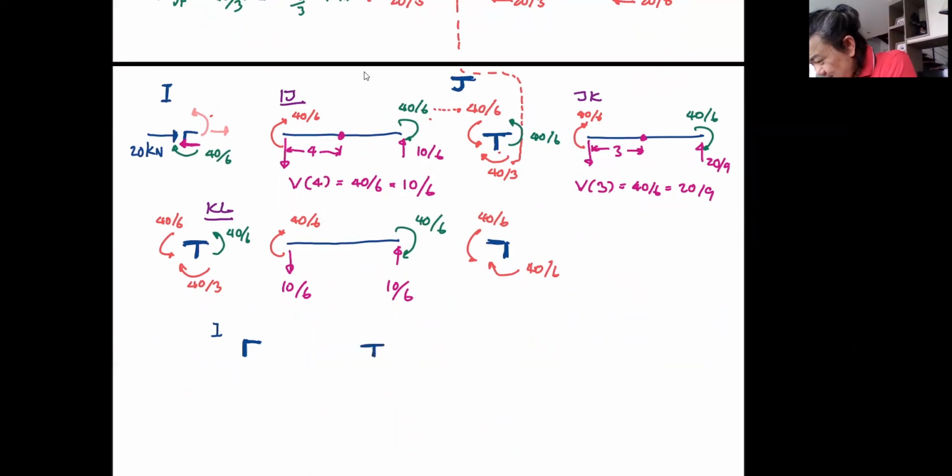Now, this is the time where I think a whiteboard might help better. IJKL, right? So now from member IJ, you have this downward shear, right? So this better be upward 10/6. This is upward 10/6. So at joint J, this is going to be downward 10/6.